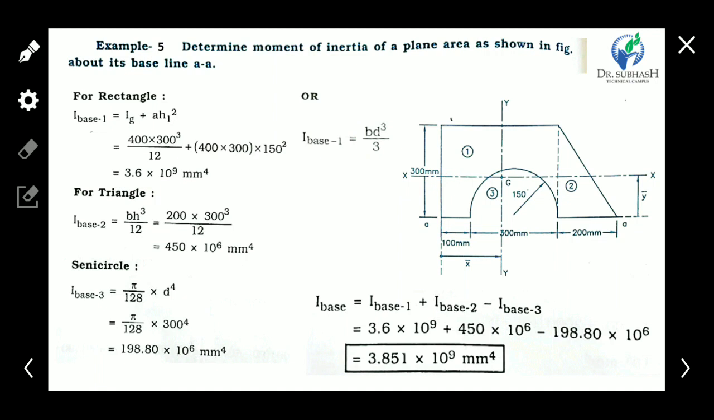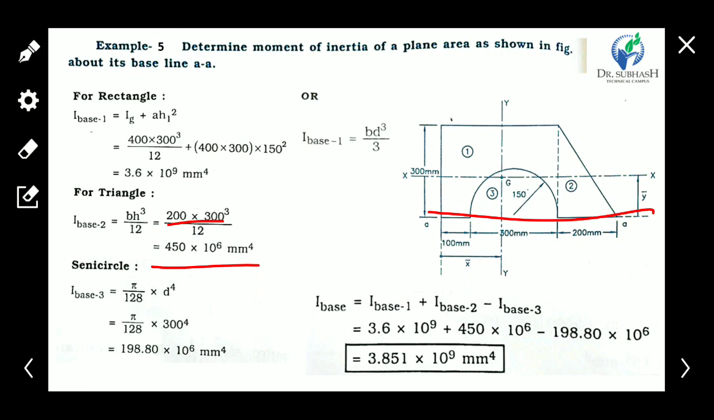Now go for the triangle. In this triangle, we have to find out the moment of inertia about the axis, or we can say the base of the triangle. So directly we have the equation for the moment of inertia about the base of a triangle. It's bh cube upon 12. Breadth is 200 mm and height is 300 mm. So 300 cube upon 12, and we get the value of moment of inertia for the triangle about the base axis as 450 into 10 raised to 6 mm raised to 4.